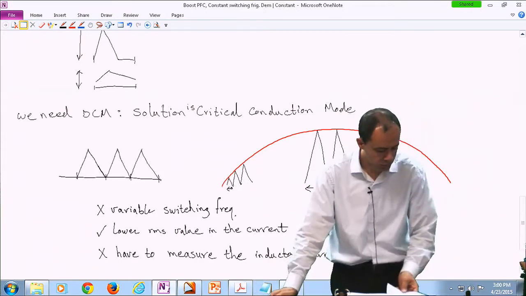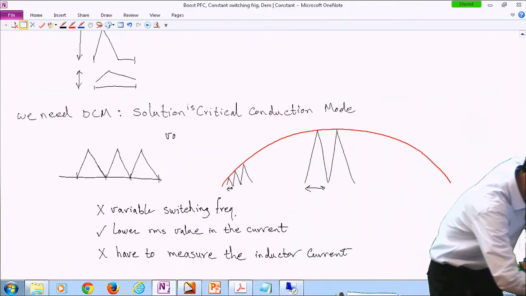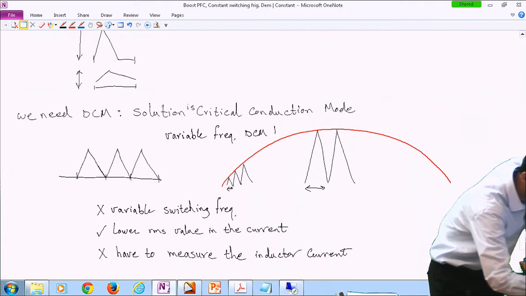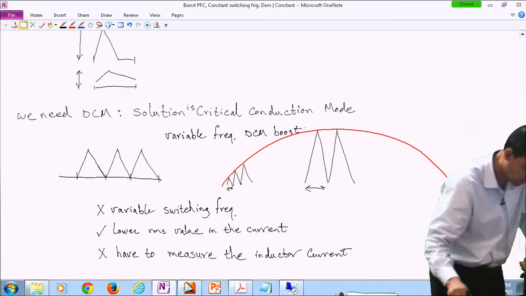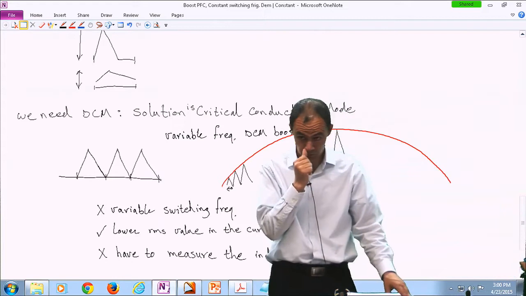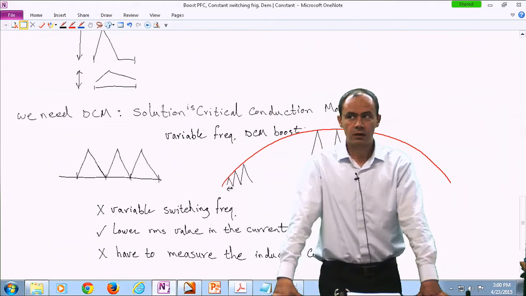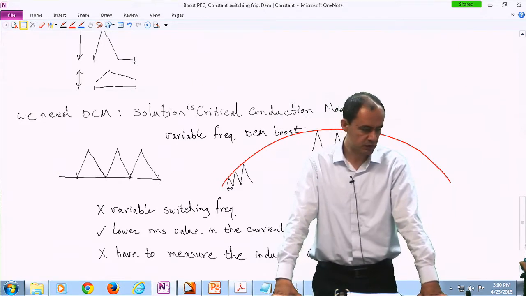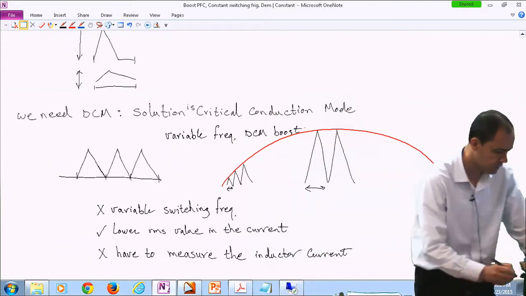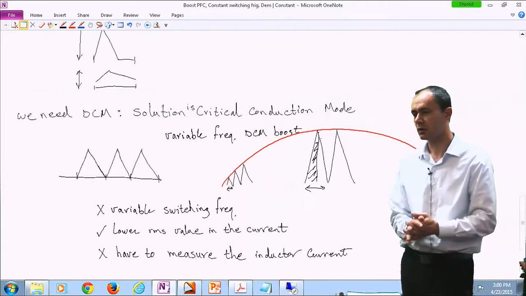So this particular one is called variable frequency DCM boost. Does this variable frequency DCM boost have a better power factor than the fixed-frequency one? I would say almost the same, because power factor is a function of this portion of the signal, and they haven't changed much. So I would say they are almost the same.